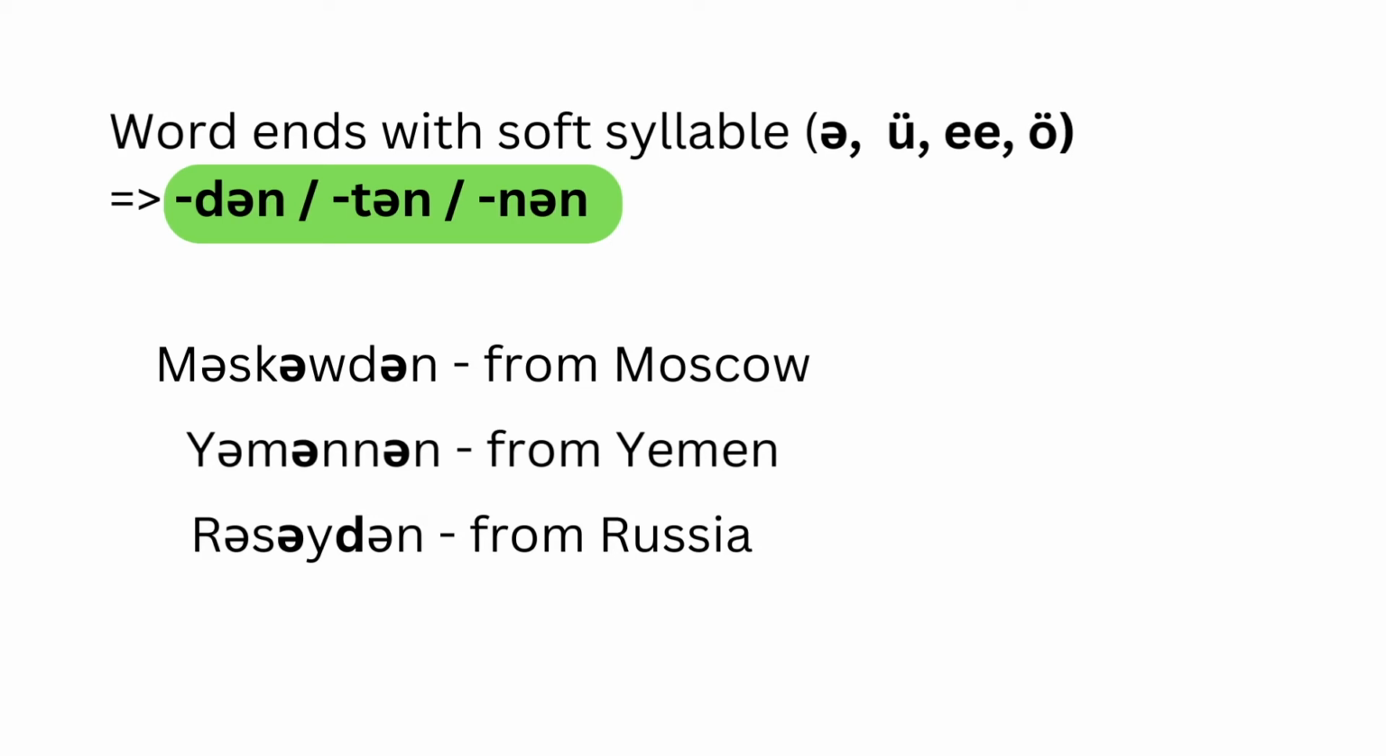And if the last syllable of the word has a soft vowel like ü, etc., we add the soft version of the ending. That would be den, ten, and nen. For example, Moscow den, from Moscow. Yemen, from Yemen. So it's all soft vowels there. Reseyden, from Russia.